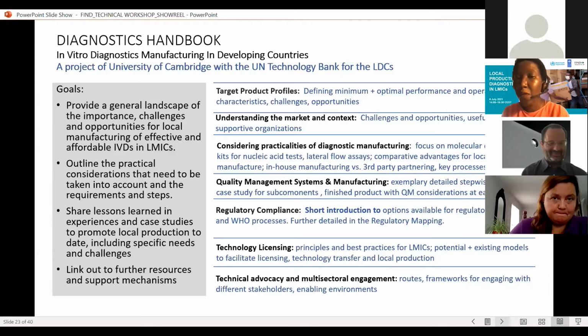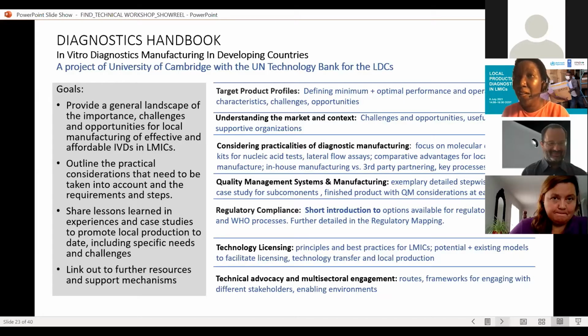The second is for manufacturers to understand the context in which they are operating, again, looking at challenges, tools, and support mechanisms that may be available, but also providing them with the opportunity to raise those issues with the various policymakers at the national or the regional or global level. And then the meat of the handbook is in the practicalities of the diagnostic manufacturing.